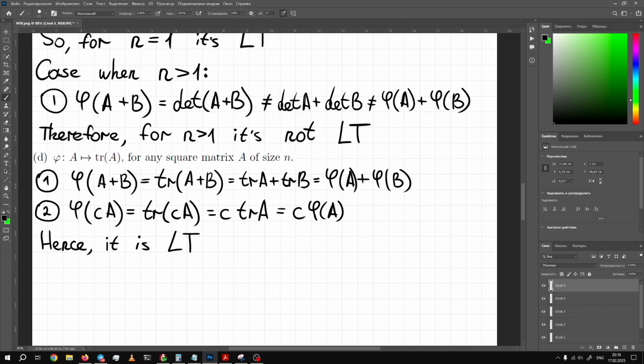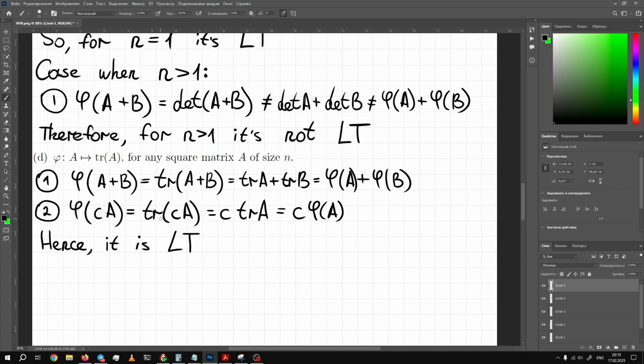And the last one is D, where we have the transformation trace of a matrix. The trace is the sum of all variables on the diagonal of the matrix. So phi of two matrices A and B is equal to trace of A plus B, and we can write it like this. I think it's a little bit trivial. It might seem trivial, but it's normal.